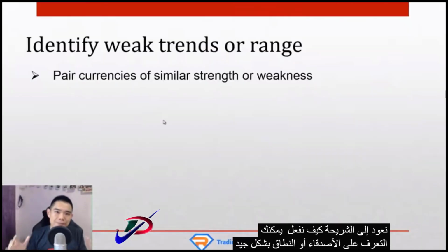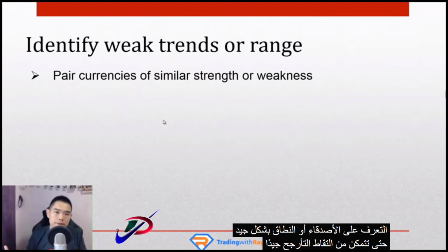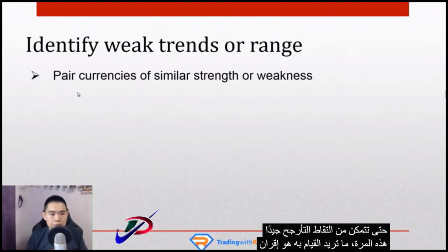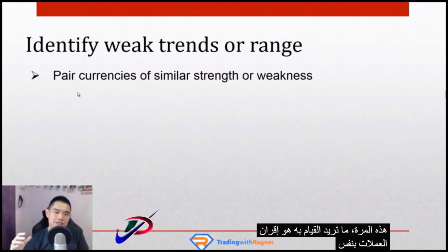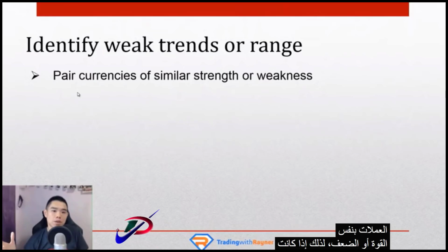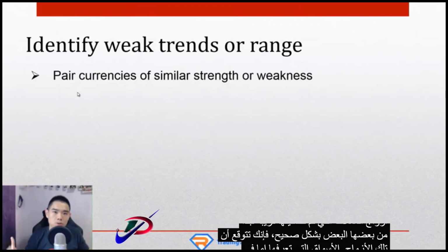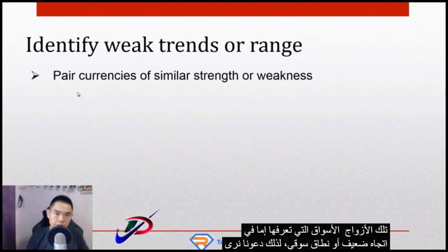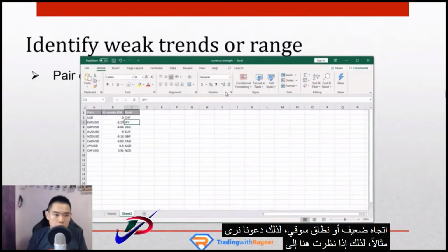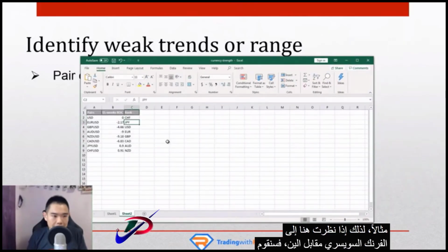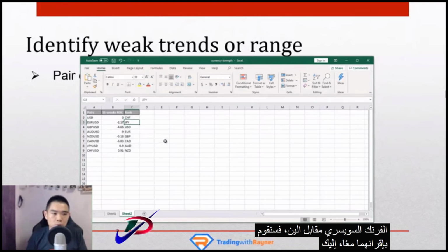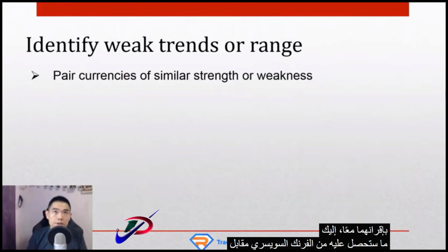How do you identify weak trends or ranges, so that you can capture a swing? Well, this time around, what you want to do is to pair currencies of similar strength or weakness. So if currency pairs are ranked pretty close to one another, you will expect those markets to be either in a weak trend or a range market. So let's see an example. If you look over here, Swiss franc against the yen, pretty close, right? So if we pair them together, here's what you'll get.